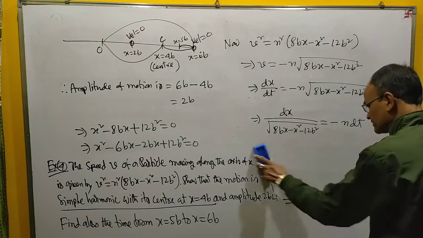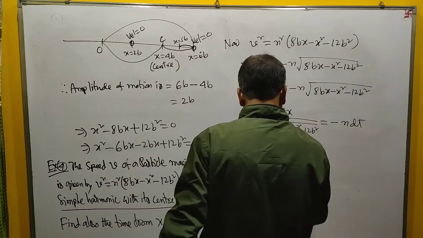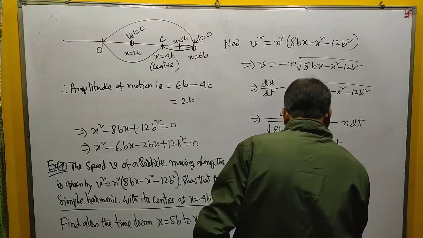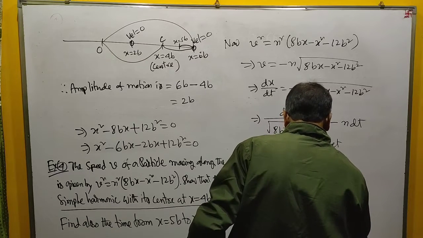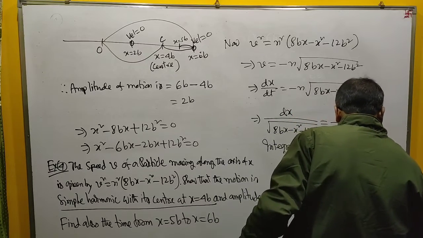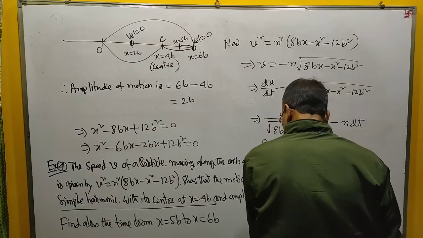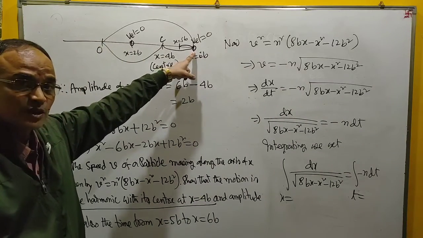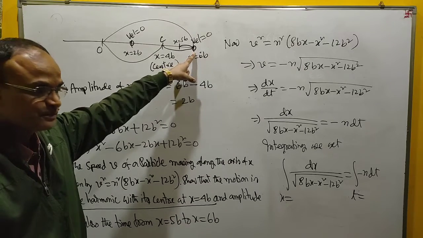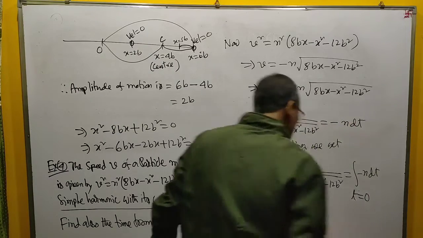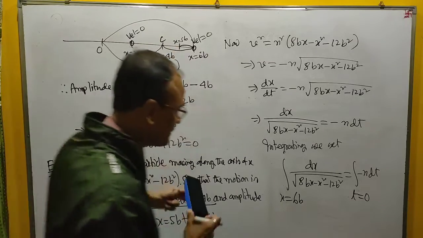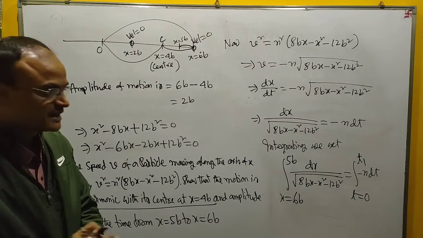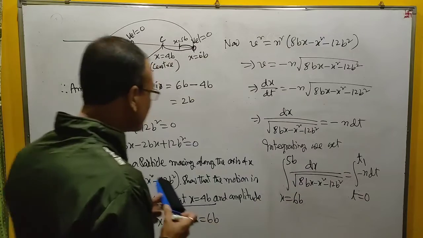Now integrating we get: integration dx by root of (8bx minus x square minus 12b square) equal to integration of minus n dt. Here x and t are the variables. When the particle was at the point x equal to 6b, then time is 0. When the particle arrives at the point x equal to 5b, suppose the time taken by the particle is t1. So x goes from 6b to 5b, therefore the integration is this.